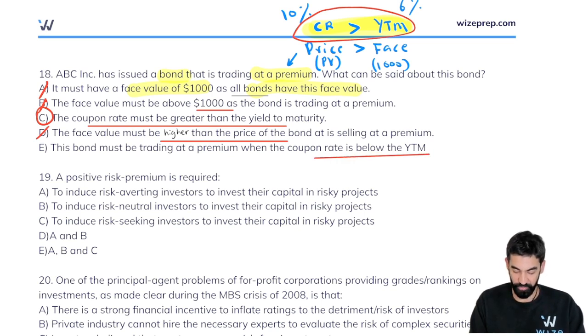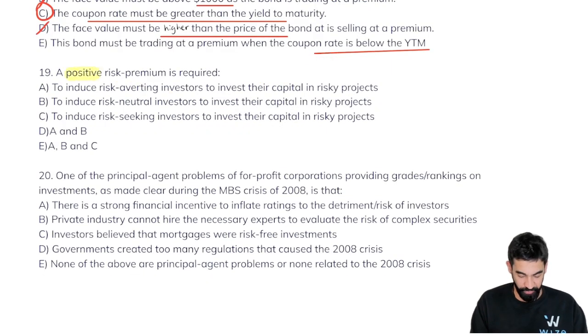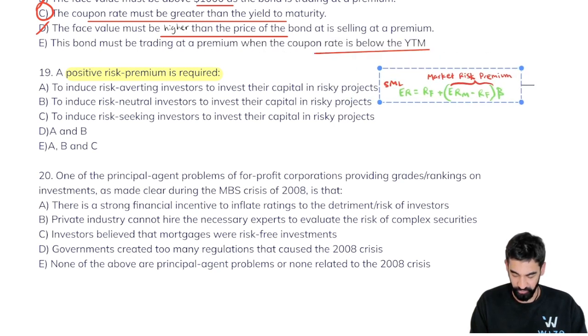No, it's trading at a premium when the coupon rate is above the YTM. So it's just C. Question 19, it says a positive risk premium is required. Remember, what was the risk premium? We saw that in our CAPM formula earlier.